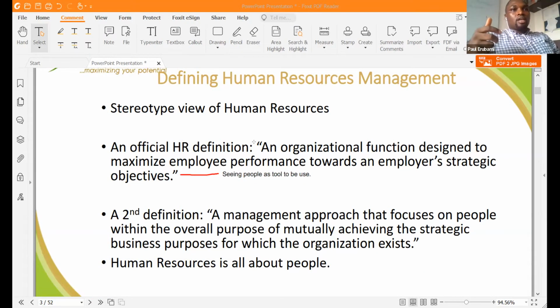The first one is to look at an official HR definition from the standpoint of an organizational function designed to maximize employee performance towards an employer's strategic objective. In my view, I'm looking at this from the angle that HR is going to use people to perform some function to align with an employer's strategic objective. So in that context, we are looking at people as a tool. I use a scissors to cut a piece of paper for my strategic objective.